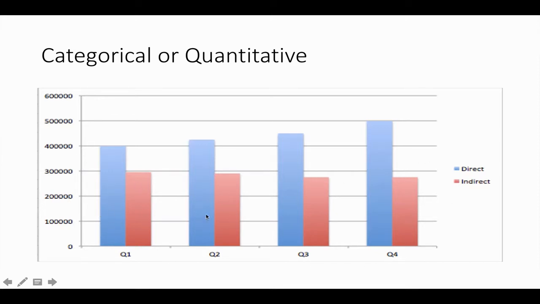And the bars are both categorical and quantitative. The height of the bar has a quantitative meaning. The division between the bars has a categorical meaning. So we have the direct sales for quarter one versus the indirect sales for quarter one. And so we see how these categories are slicing and dicing the data up into these different bars. The bars represent the level of that quantitative variable within that categorical dimension.